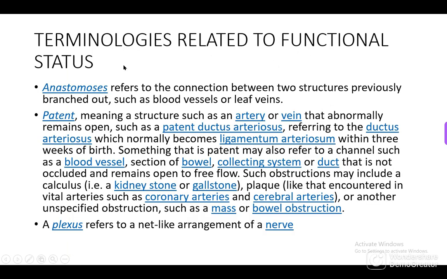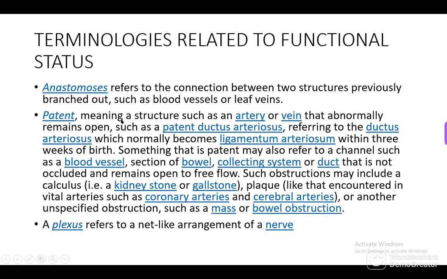Terminology related to the functional status. Anastomosis refers to the connection between two structures previously branched out, such as blood vessels or leaf veins. But as far as nerves are concerned, they are called plexus, like lumbar plexus, sacral plexus, cervical plexus, and other plexuses as well. A plexus means the arrangement of the nerves in a net-like fashion.